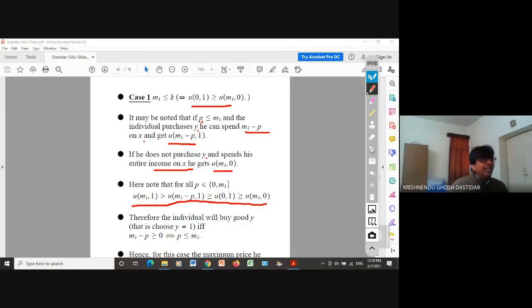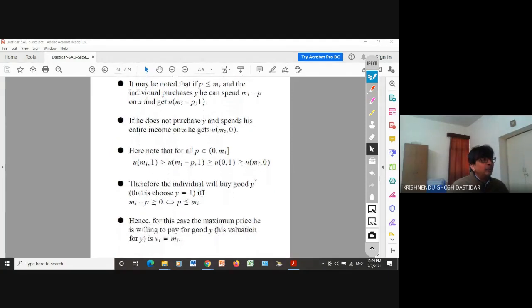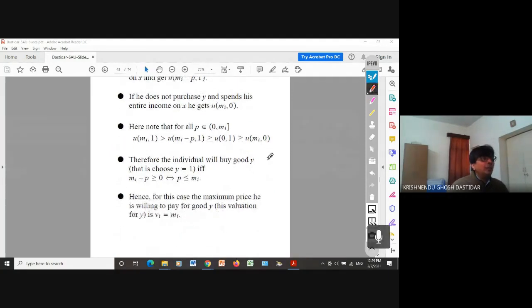Now, this inequality easily follows, right? I'm not going into the details, just a look at this will show you why this is true. It follows from the assumption. Therefore, the individual will buy good Y at price P, and buying good Y means choosing Y equal to 1, because there are only two choices. You either choose Y equal to 0 or Y equal to 1. If and only if this is greater than or equal to 0, or if and only if P is less than or equal to M_i. So therefore, in this case, the maximum price he is willing to pay for good Y is equal to his income. So valuation would be equal to income.